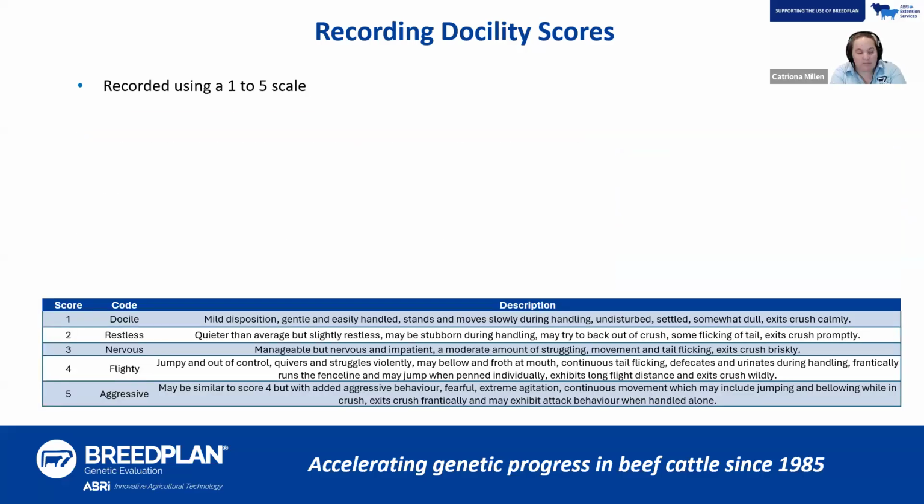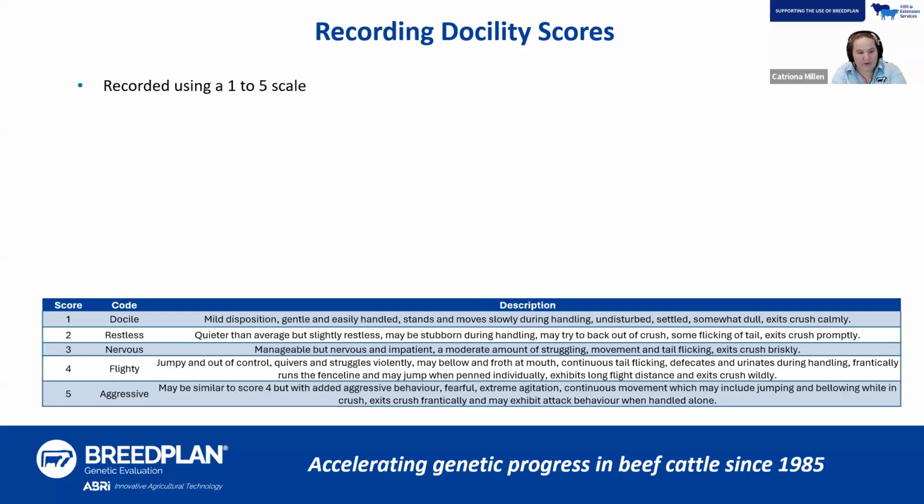This is our standard BreedPlan scoring system. I am aware that some societies record these differently, but I'm just going to take you through the BreedPlan scale. If your society has a different scoring system for docility, then please check with them what their scoring system is. But for BreedPlan purposes, our standard scale is 1 through to 5. 1, where the animal is docile, 2, restless, 3, nervous, 4, flighty, and 5, aggressive.